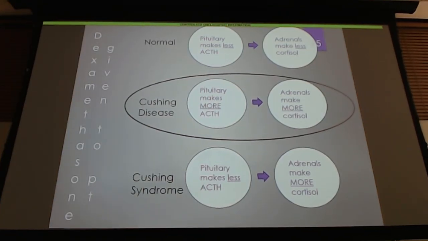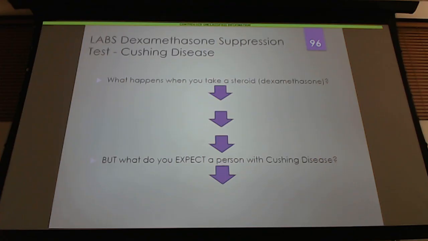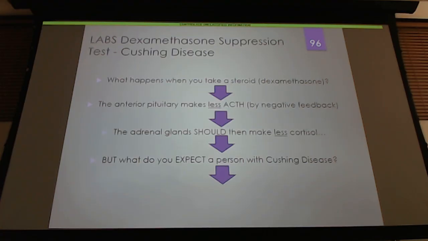But with Cushing disease, we're going to have a little bit different action. Because remember, the problem with disease is, where's the problem? Pituitary, 90% of the time. It's an ACTH secreting adenoma. So let's see what will happen. You give them a steroid at night, usually at 11 o'clock at night. The anterior pituitary makes less ACTH, right? It's doing what it's supposed to. Adrenals should make less cortisol. But we have this adenoma secreting excess ACTH. So what does cortisol do? It's high. Yeah, it's always high.